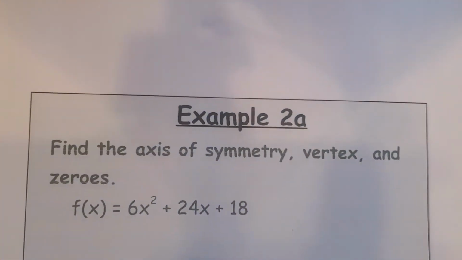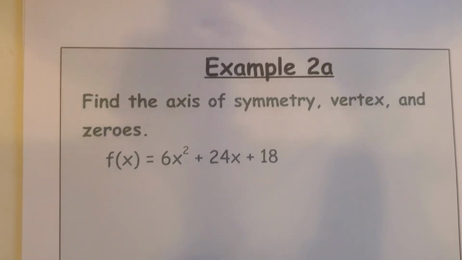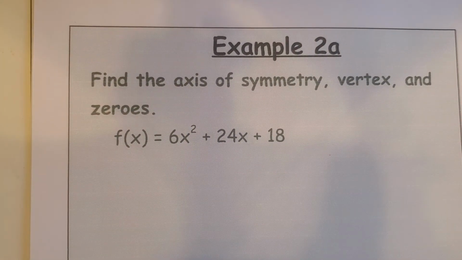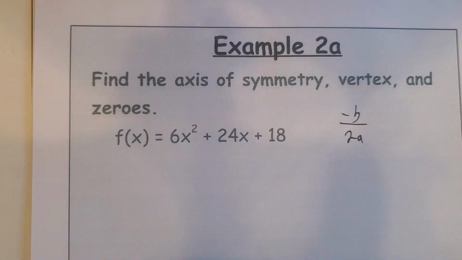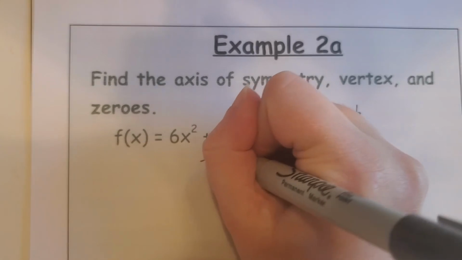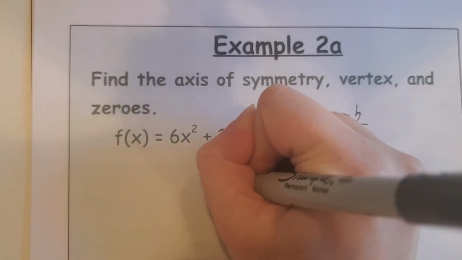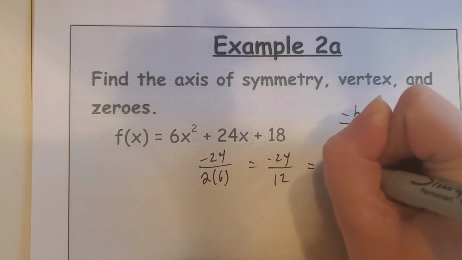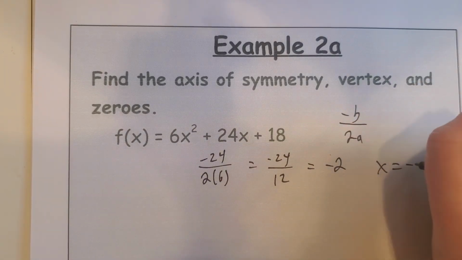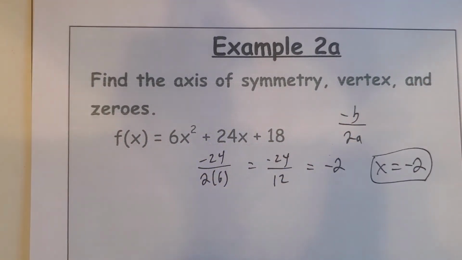All right, let's do this one. We're doing it all over again. Negative b over 2a for the axis of symmetry: negative 24 over 2 times 6, which is negative 24 over 12, which is negative 2. So the axis of symmetry is x equals negative 2.